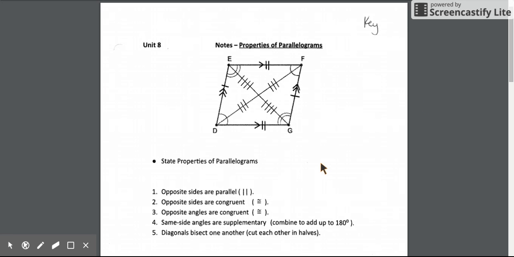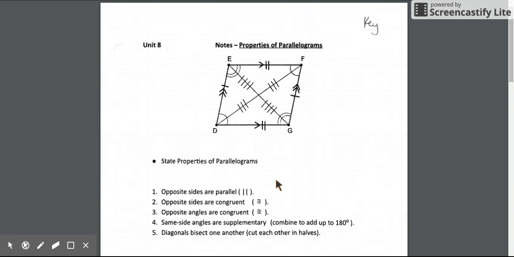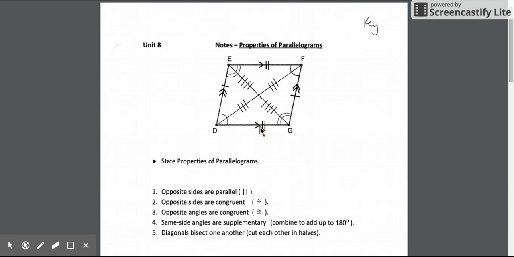If you're using those fill-in notes, I gave you some guides to help you draw a parallelogram, and then you can use a protractor to verify each of these properties. So the first property is that opposite sides are parallel. Opposite sides are across from each other. The symbol for parallel in writing looks like that. But when we draw parallel lines in a diagram, we use arrows to symbolize they're parallel, and they get the same amount of arrows if they're parallel to each other. So opposite sides are parallel.